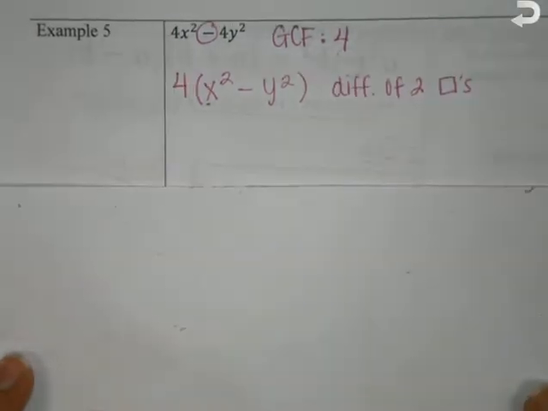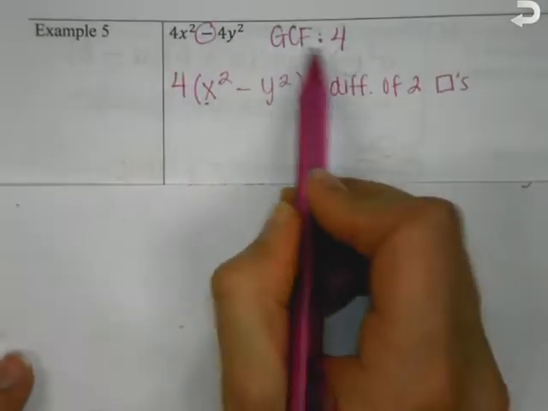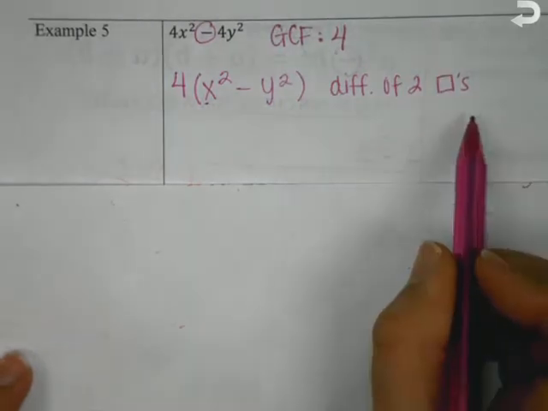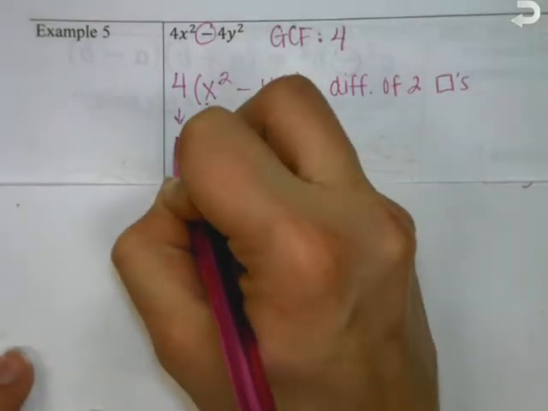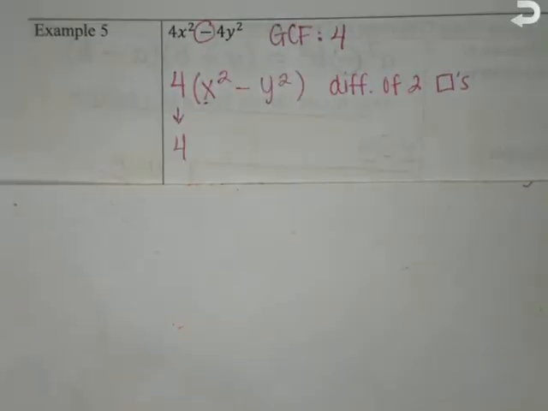So you bring the GCF down, 4. It does not go away ever. And then set up your rule for difference of two squares. One is plus, one is minus.